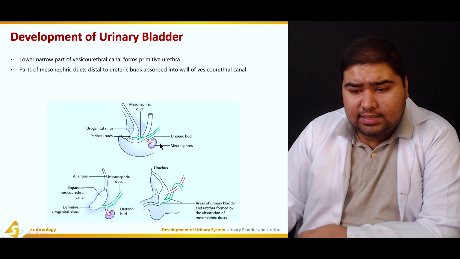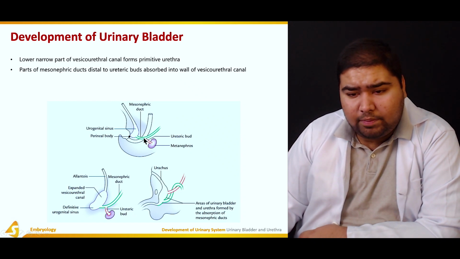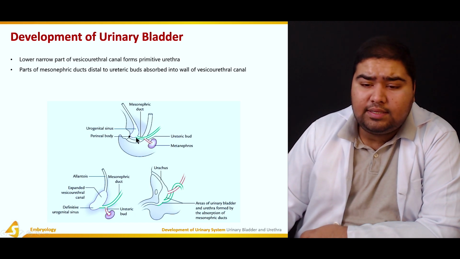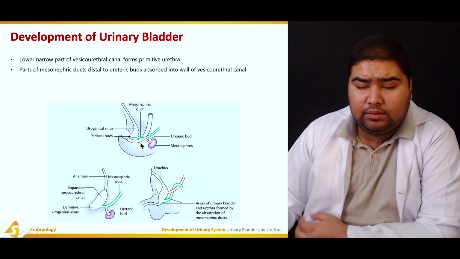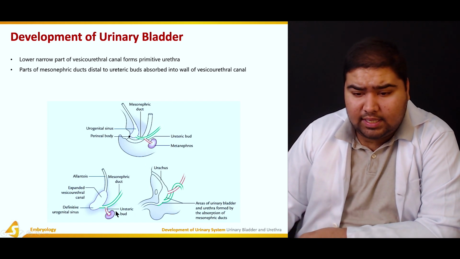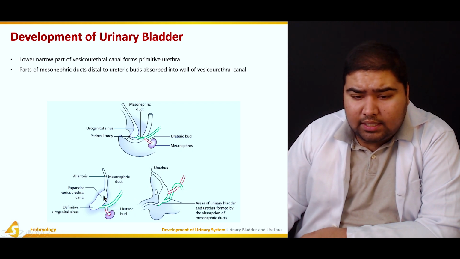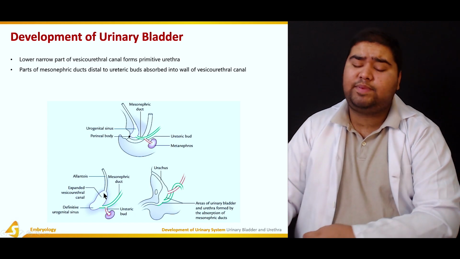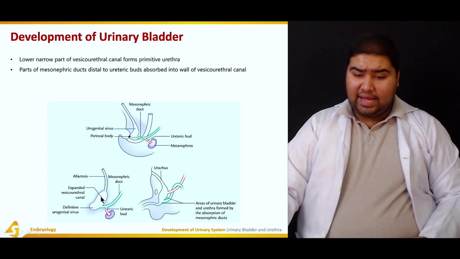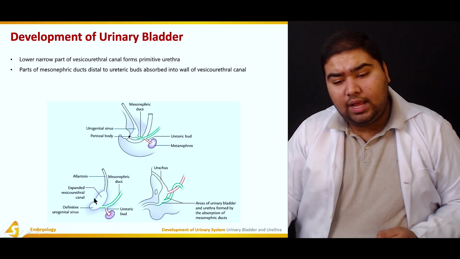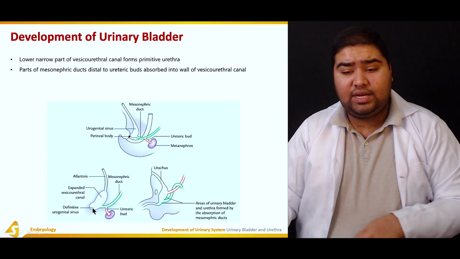So this is the ureteric bud. The part in green of the mesonephric duct, which lies distal to this ureteric bud, is absorbed into the primitive urethra. This is where the absorption has taken place. This is the vesico-urethral canal, which is expanding. The upper part will form the bladder, and the lower part is the primitive urethra, and this is the definitive urogenital sinus.